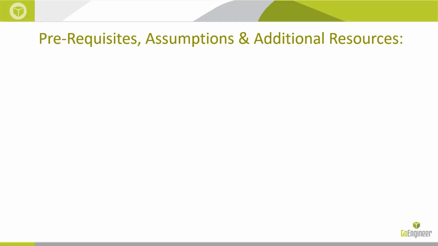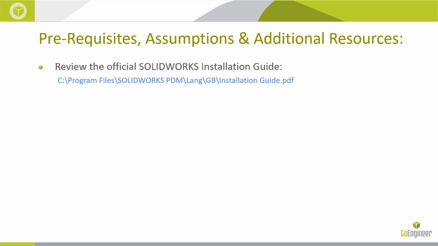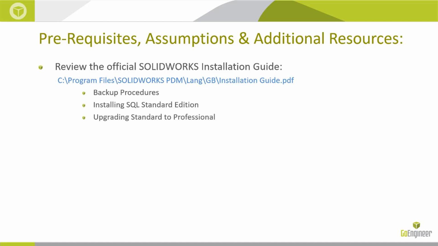First, a few prerequisites, assumptions, and additional resources to talk about here. The first additional resource is that I'd like to have you review the official SOLIDWORKS installation guide. You can find that in the Program Files directory of any PDM client machine. It's in Program Files, SOLIDWORKS PDM, Lang, GB. You're looking for a PDF called Installation Guide. This guide will cover backup procedures, installing SQL Server Standard Edition, and upgrading Standard to Professional. So all of the things that we'll be covering in today's presentation are going to be covered at length in that PDF. So that's the official guide from SOLIDWORKS on how to do all of these things.